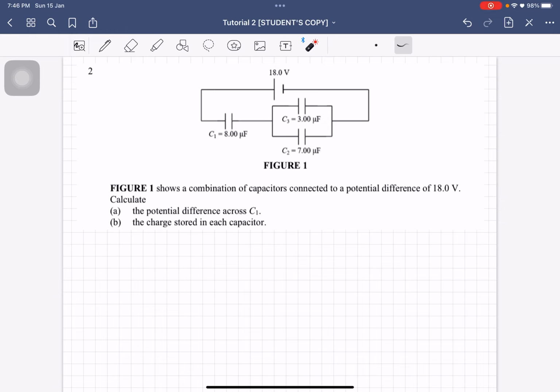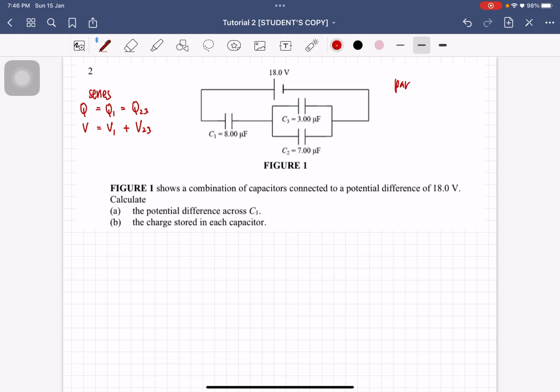For this question, what I would suggest you to do is always try to remember the characteristics for series circuit and for parallel circuit. For series circuit, we know that the total charge would be equal. So it should be equal to capacitor 1 and the combination of capacitors 2 and 3. And for the voltage, it is not going to be equal.